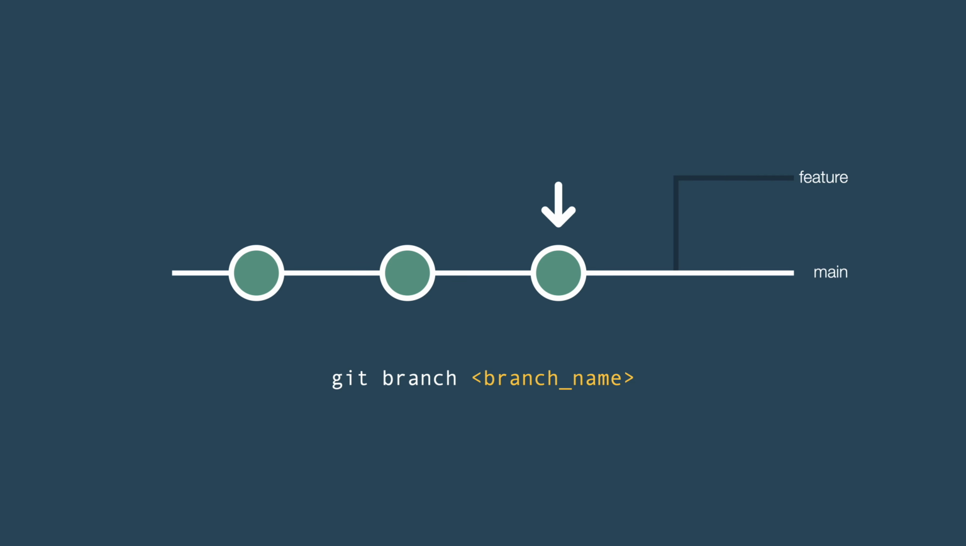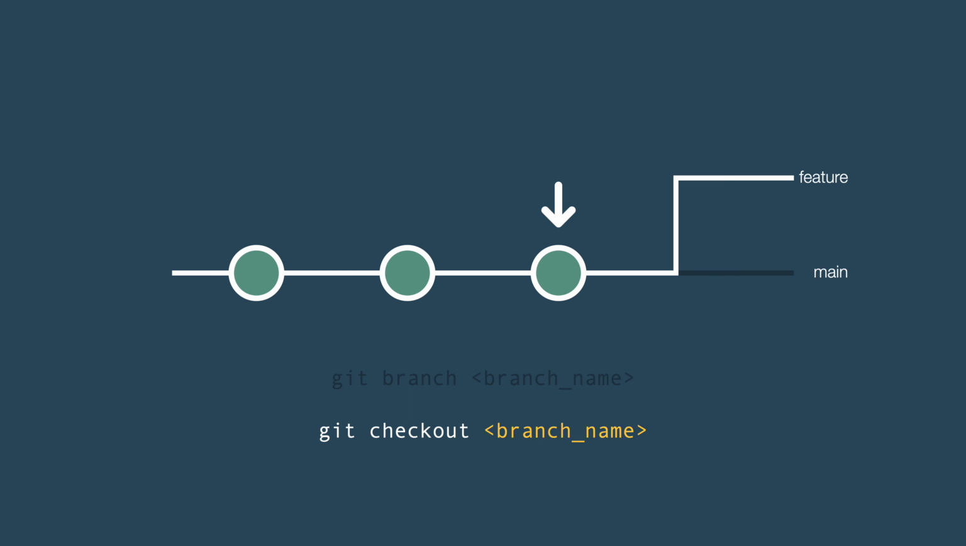Now, what we've done so far is only create the branch. To actually switch to that branch, we need to use the git checkout command. So finally, we've got a local repository, and we've created a branch that is branched from the main branch. So now we're ready to make some changes.